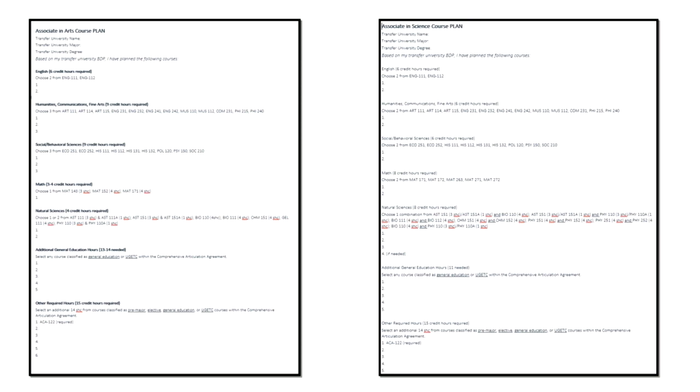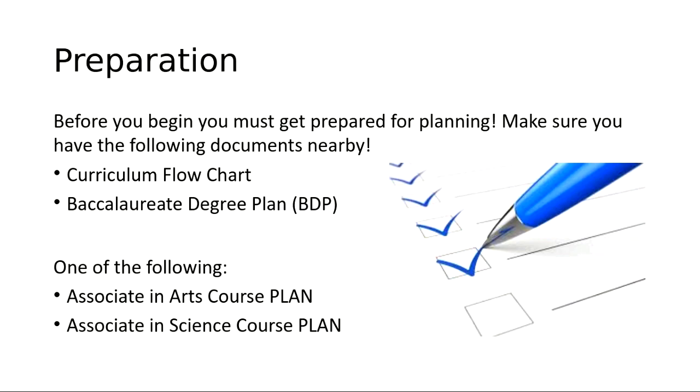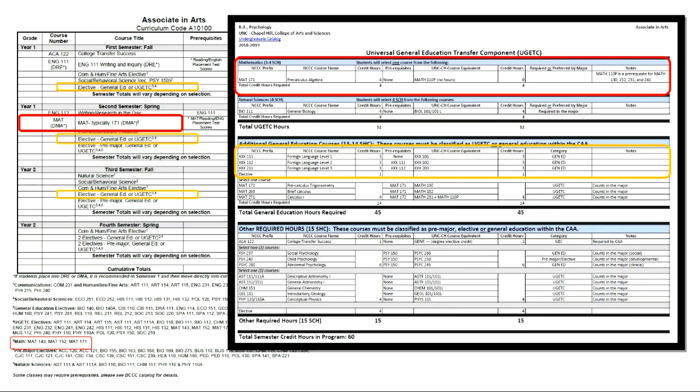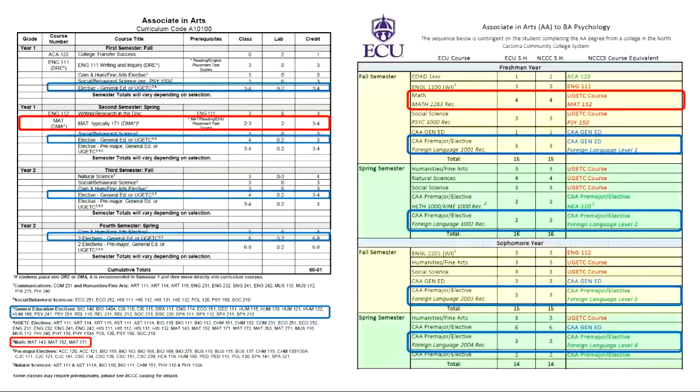Let me get back. After you look at both documents, you're going to decide which humanities am I going to take, which natural sciences do I need, which social sciences do I need, and you're going to be using that baccalaureate degree plan, the one on the right, to help guide your decision.